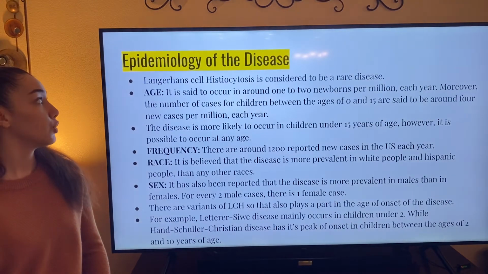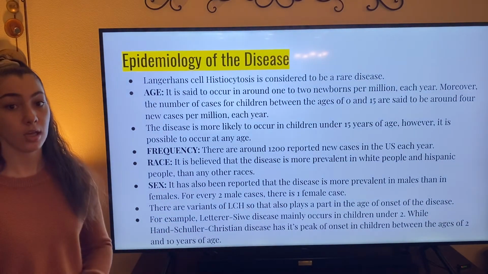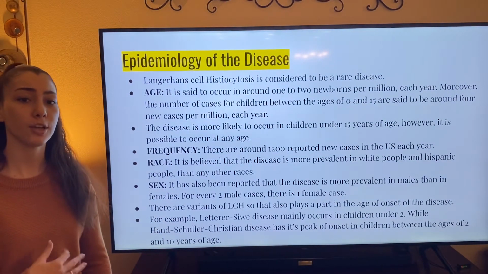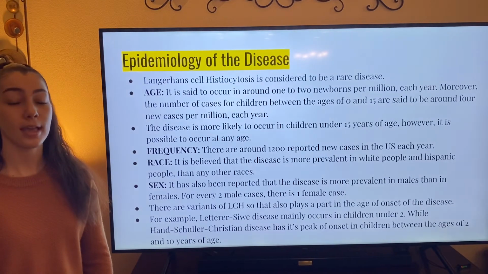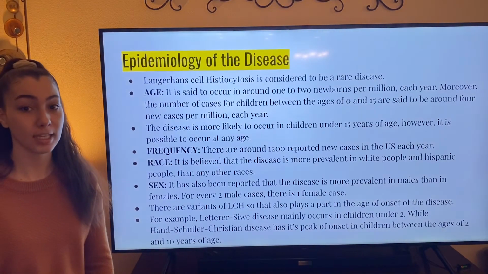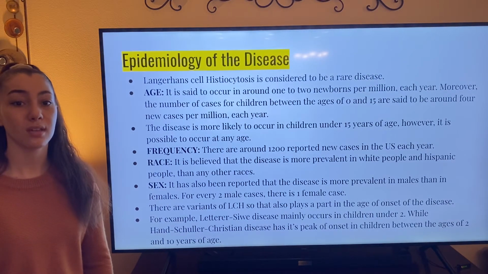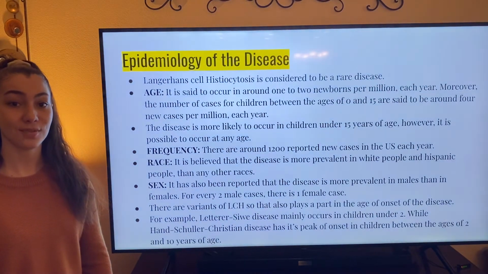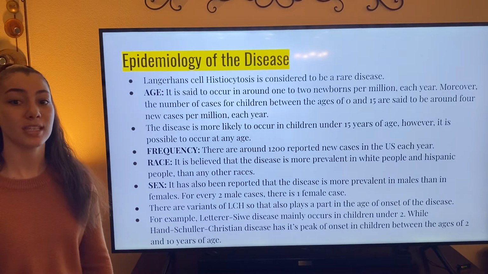Now, moving on to the epidemiology of the disease. So, Langerhans cell histiocytosis is considered to be a rare disease. So, age. It is said to occur in around 1 to 2 newborns per million each year. Moreover, the number of cases for children between the ages of 0 and 15 are said to be around 4 new cases per million each year.